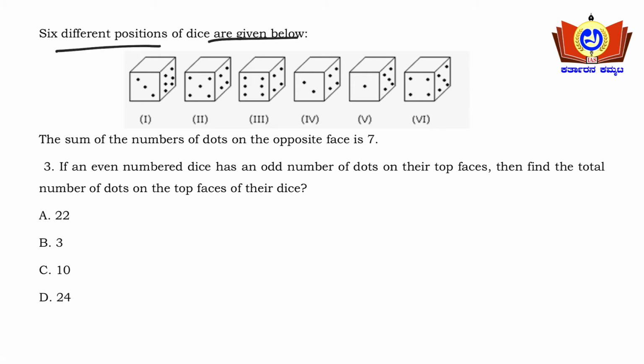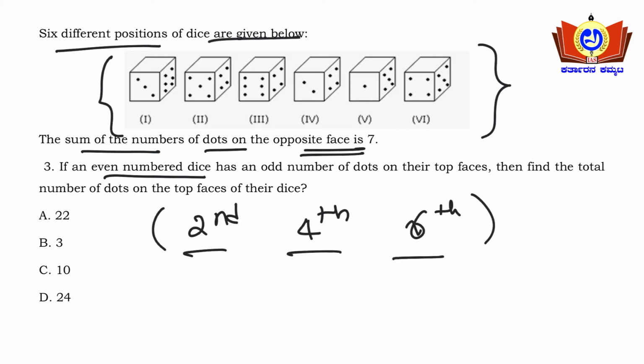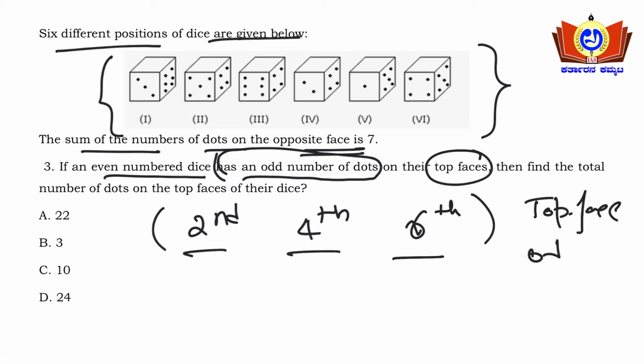6 different positions of a dice are shown below. These are the different 6 positions of a dice. The sum of the numbers of dots on opposite faces will be 7 here. So the question is, if an even number dice, meaning the second dice, fourth dice and sixth dice, these are the even number dice here. If an even number dice has an odd number of dots on its top face, then find the total number of dots on the top faces of the dice.